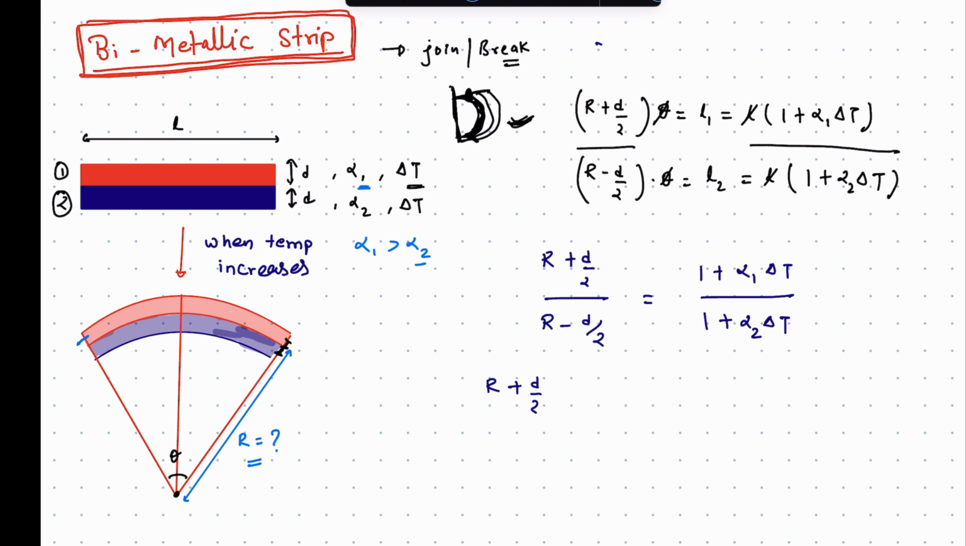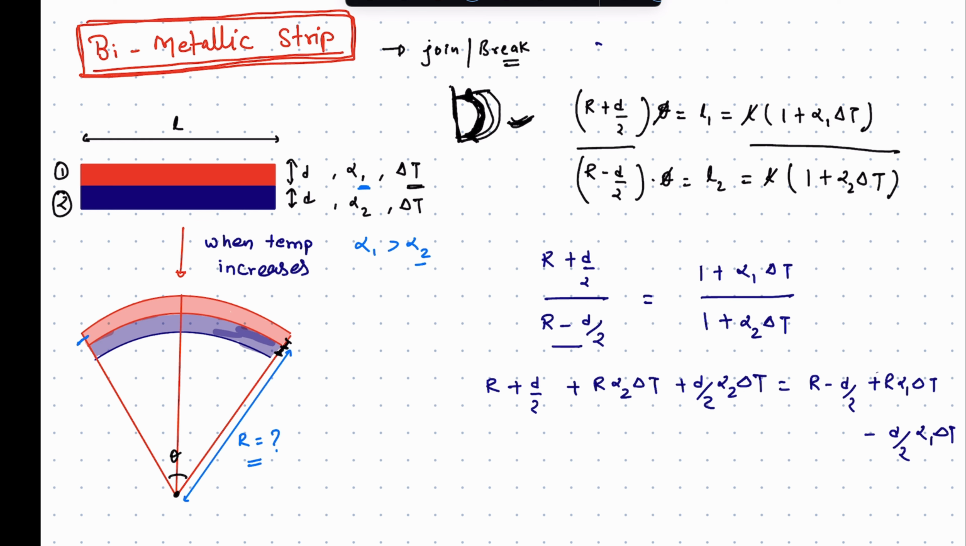Okay, and then if you multiply alpha 2 delta T, we'll get R alpha 2 delta T plus D by 2 alpha 2 delta T, and this side will get 1 plus alpha 1 delta T. Sorry, let me correct it: this side will first get R minus D by 2 multiplied with 1, so that is R minus D by 2, and then it will be multiplied with alpha 1, so then R alpha 1 delta T and minus D by 2 alpha 1 delta T.